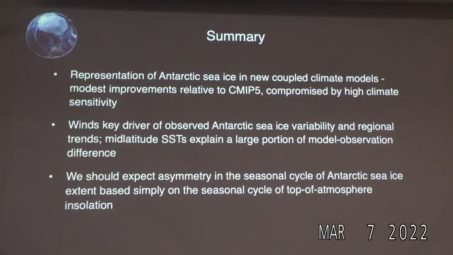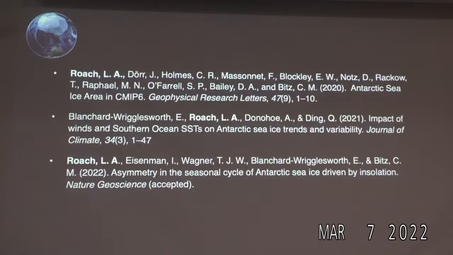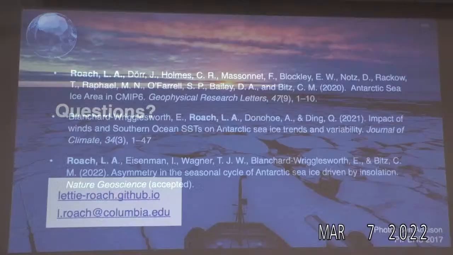We find this explanation has not really been discussed in previous studies. It focused on the enigmatic retreat of Antarctic sea ice, and really, I think, turns the question around, highlighting a new one: why isn't the Arctic sea ice extent similarly asymmetric? Okay, so here are the references for those three studies, and I'd like to thank again all of my co-authors who've been involved with this, and with that I will end, and I'm happy to take any questions.